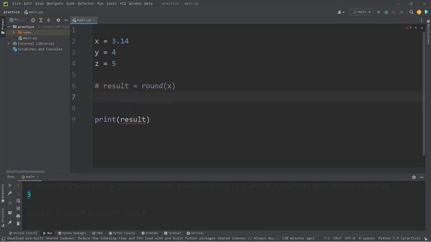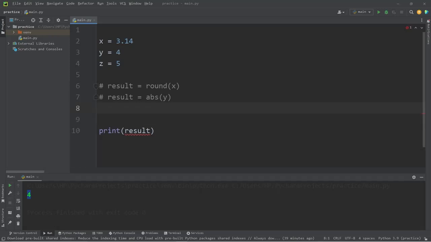So that's the round function. With the absolute value function, we can find the absolute value of a number. Let's change y to be -4 instead of 4. We'll take result equals abs, which means absolute value of y. The absolute value is the distance away from 0 as a whole number. The absolute value of -4 is 4. Okay, let's change y back to 4.